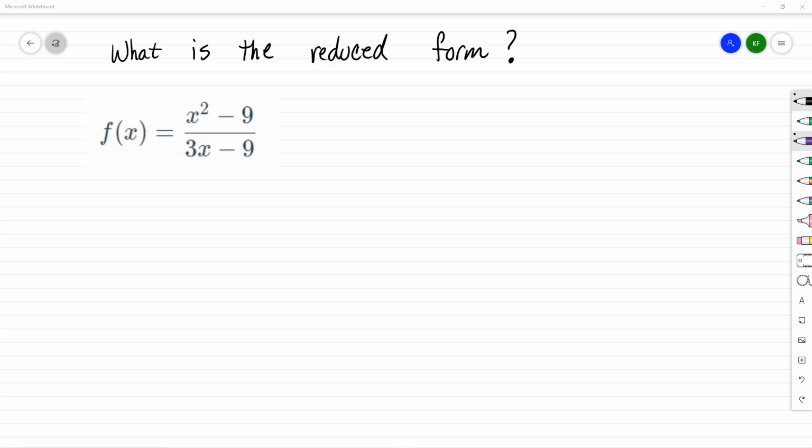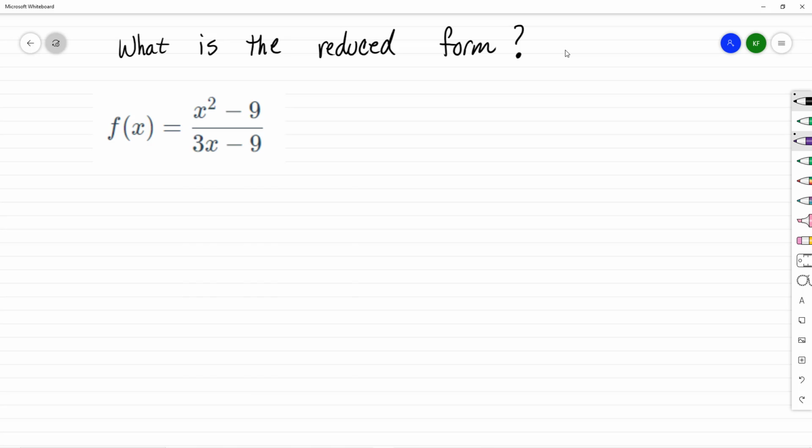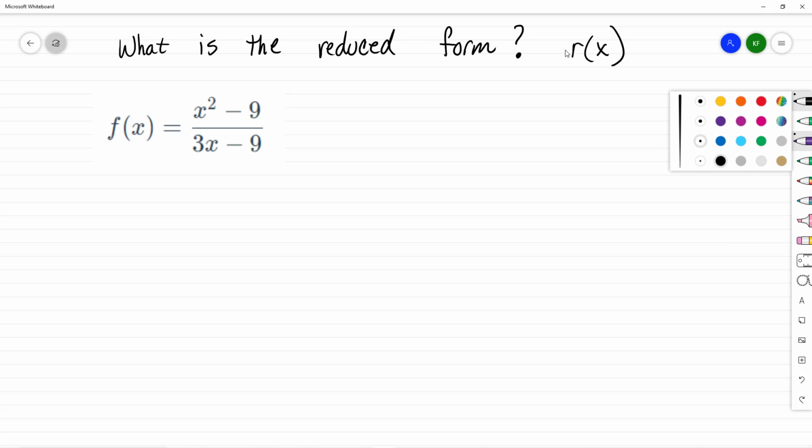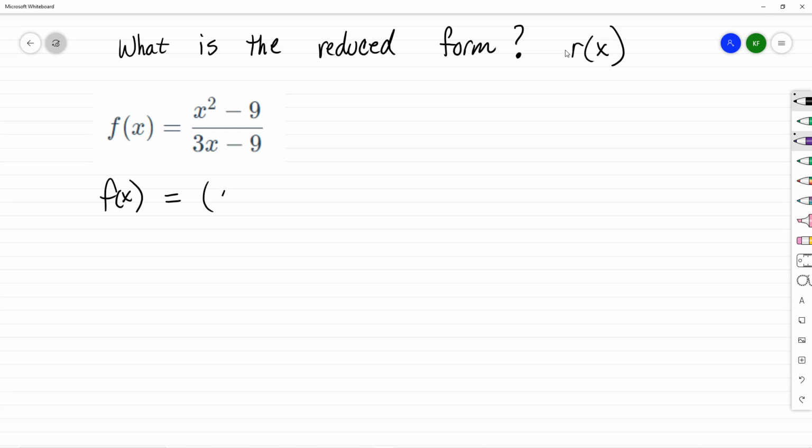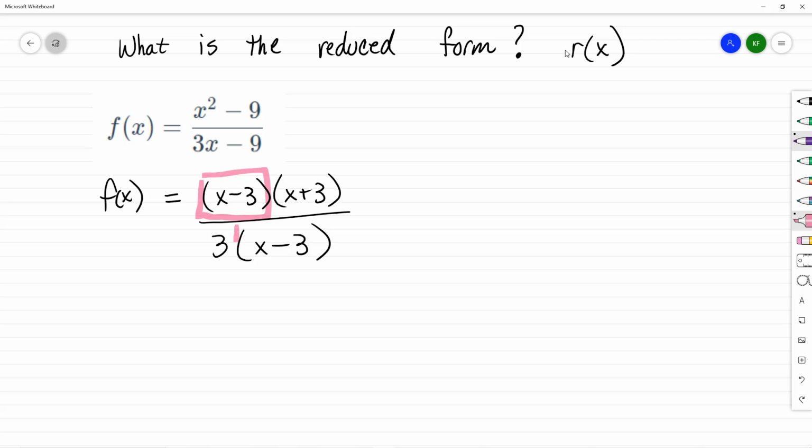All right, we're doing another example of this, but this example is really special, and you're going to see these in your practice. So what's the reduced form? It's r of x. You take the original function, which is f of x, and you factor it. The previous problem was already factored, so that's great, but you're going to factor this. Then you find the same factor on the top and bottom to reduce.